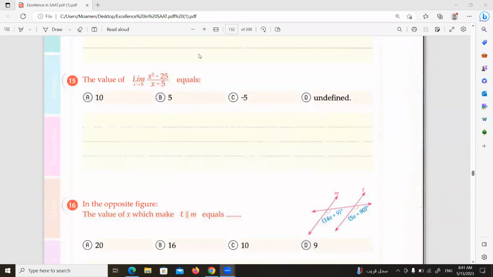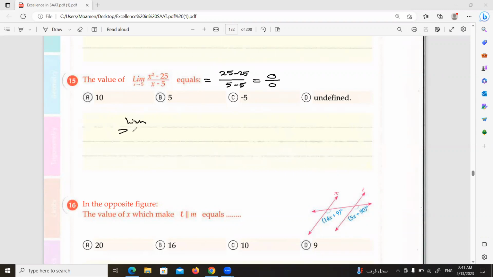I need to get the limit when x approaches 5 of x squared minus 25 over x minus 5. If you have a problem like this, by direct substitution you will get 25 minus 25 over 5 minus 5. So you will get 0 over 0, and it's undetermined. Undetermined value, so you must use factorization.